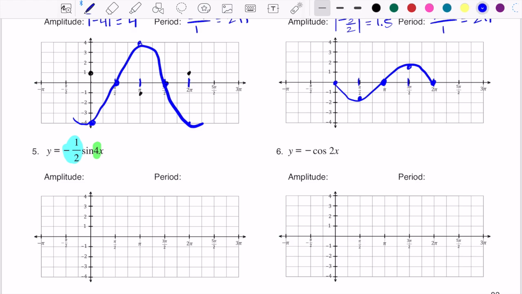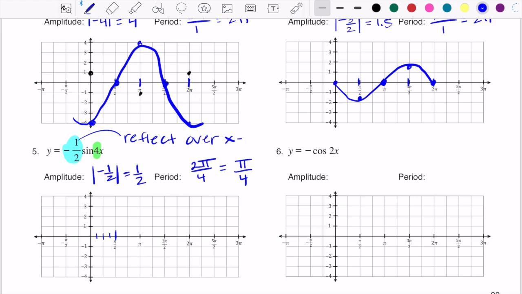So the amplitude is the absolute value of negative 1/2, which is 1/2. And the period is 2 pi divided by 4, which is pi over 2. So again, this is going to be a really tiny one. So here we are marking off those. And then also, it's got a reflection over the x-axis.